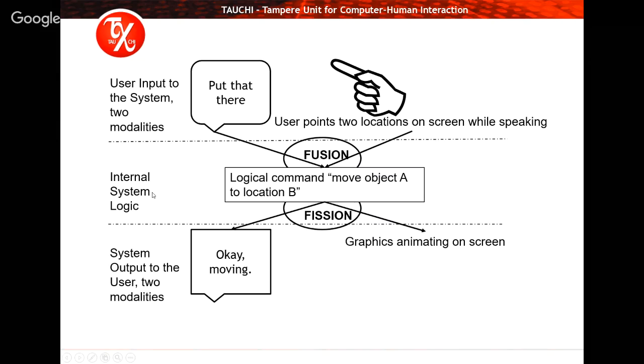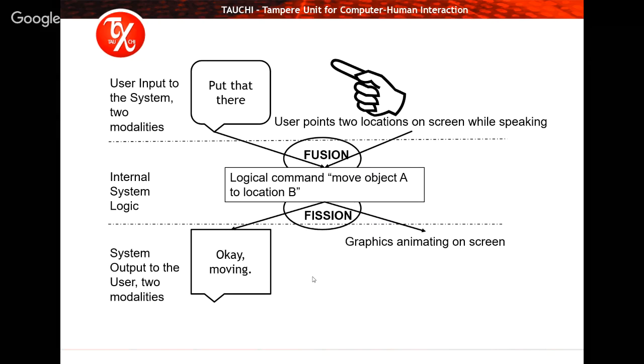Inside the system, somewhere in the middle, we have only this kind of logical representation, and some sort of interaction or dialogue management happens here. On one hand we have the user providing input using different modalities, and on the other end we have the system outputting multiple modalities, depending of course on the system and what sort of combinations we have.